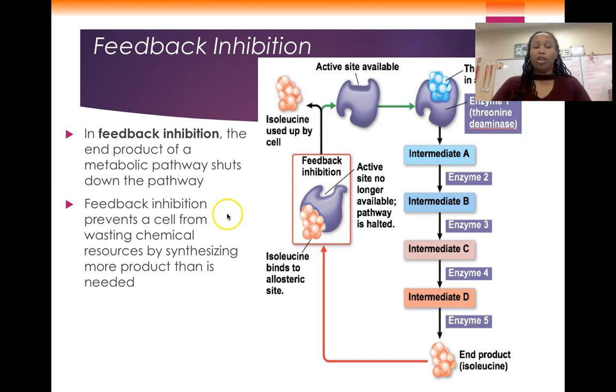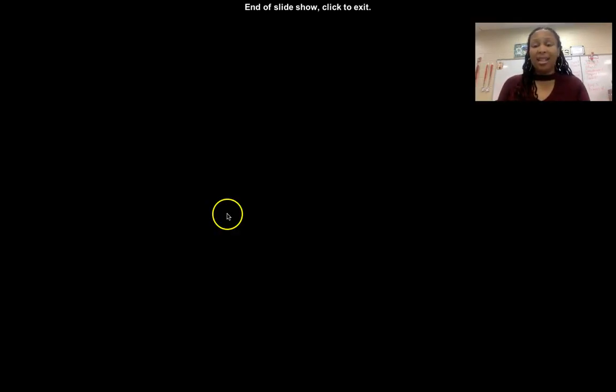But feedback inhibition is when the end product in a metabolic pathway can shut down the pathway. So when I get a lot of the product, that product itself can bind to the enzyme. Some of the product can bind to the enzyme allosterically and inhibit the process of that enzyme catalyzing the reaction. So this is feedback inhibition. The product itself is going to provide feedback that alters or halts the production of the product because there's a lot of product there.